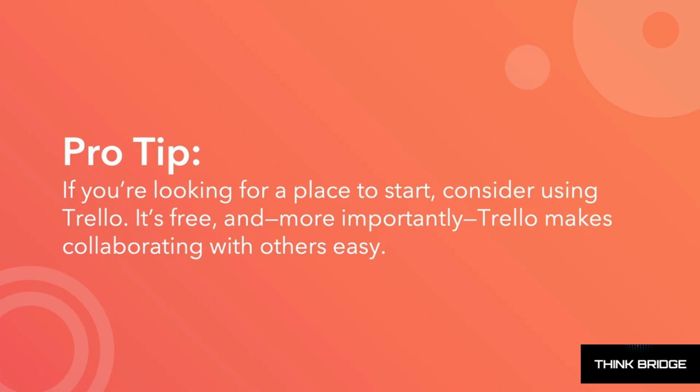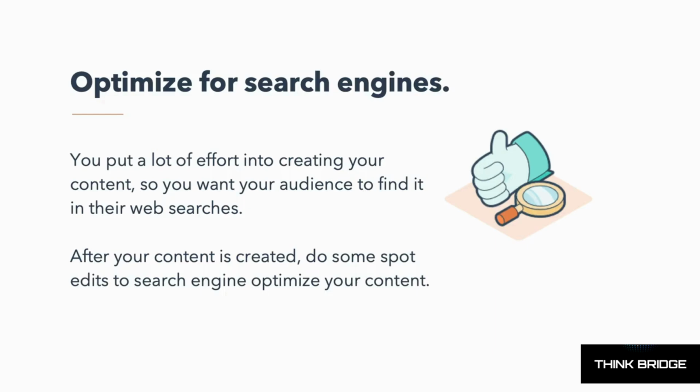Here's a pro tip. If you're looking for a place to start, consider using Trello. It's free and, more importantly, Trello makes collaborating with others easy. And finally, optimize for search engines. You put a lot of effort into creating your content, so you want your audience to find it in their web searches. After your content is created, do some spot edits to search engine optimize your content. This could involve swapping out some keywords or maybe having an SEO specialist optimize specific sections. So that wraps up Reviewable Best Practices.